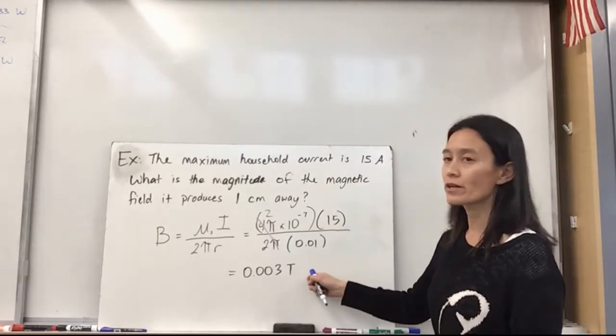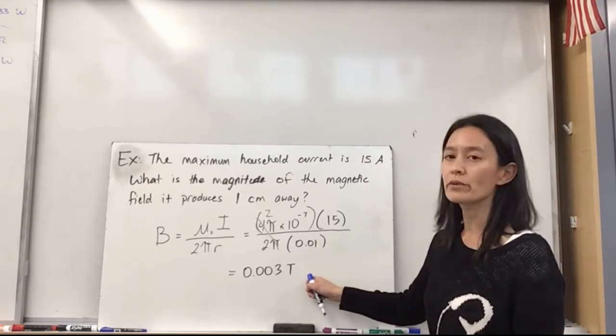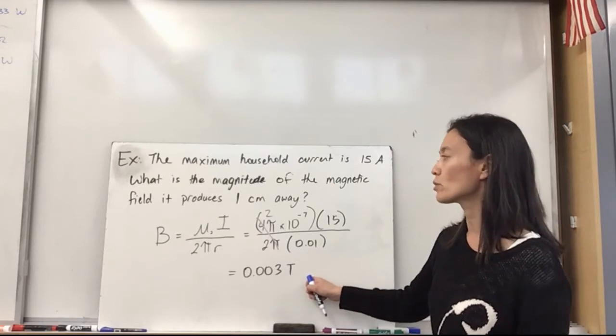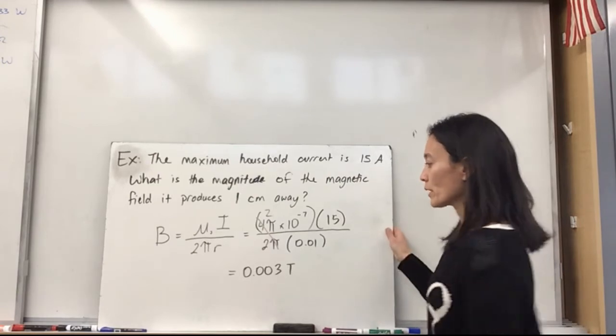Okay, and 15 amps is a pretty big current, and 1 centimeter away is not very far. So we're going to see that our Tesla values, our magnetic field values, are going to be pretty small. We're not going to have really huge Tesla values. I'd say something on the order of like 10 Teslas would be a huge magnetic field. Okay, let's try one more example.